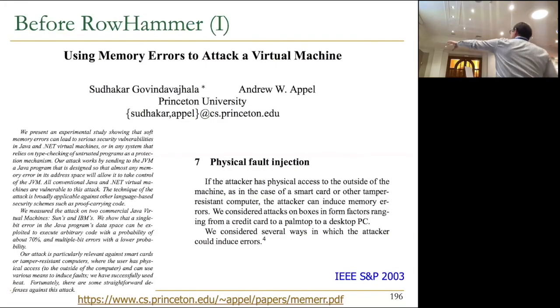This is a paper that was written in 2003, before RowHammer, in IEEE Security and Privacy. These folks did a lot of very interesting research, and they were able to take over or get out of the Java virtual machine sandbox using memory errors. How did they induce memory errors?